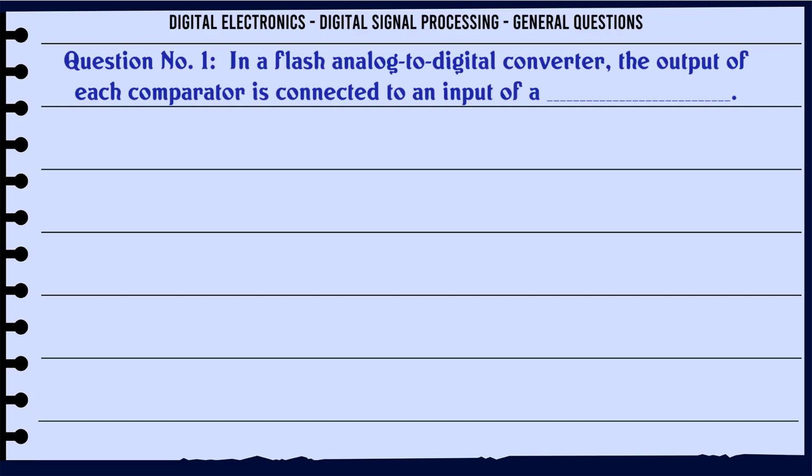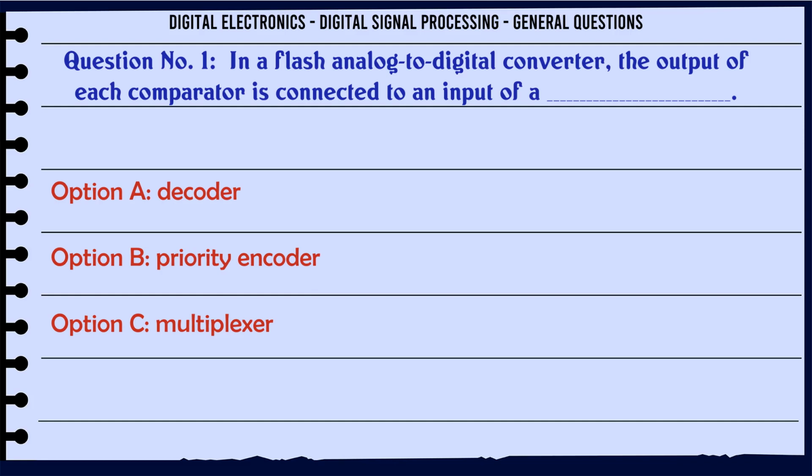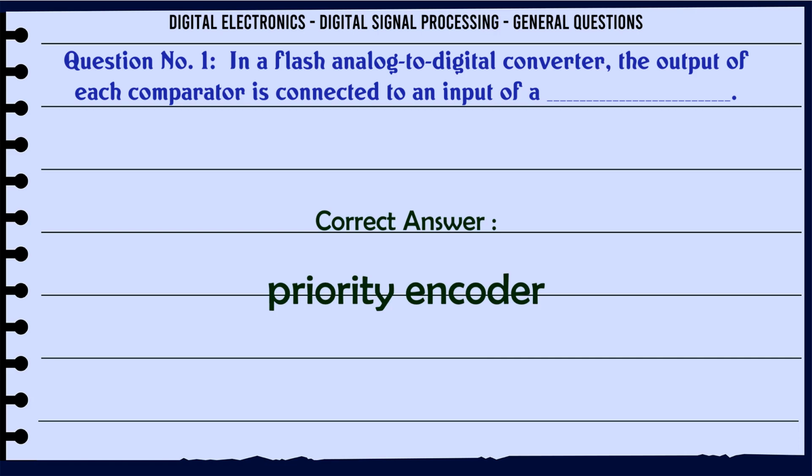In a flash analog to digital converter, the output of each comparator is connected to an input of A. decoder, B. priority encoder, C. multiplexer, D. demultiplexer. The correct answer is priority encoder.